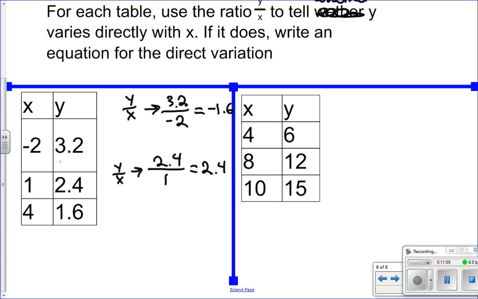Well, this first point had a direct variation. Its ratio was negative 1.6. This point right here is 2.4. Notice these two values are not the same, negative 1.6 and 2.4. Since these two are not the same, the answer is no. It is not a direct variation. The ratio y over x is not the same for all these data pairs, so y does not vary directly with x. Try on your own this other table.